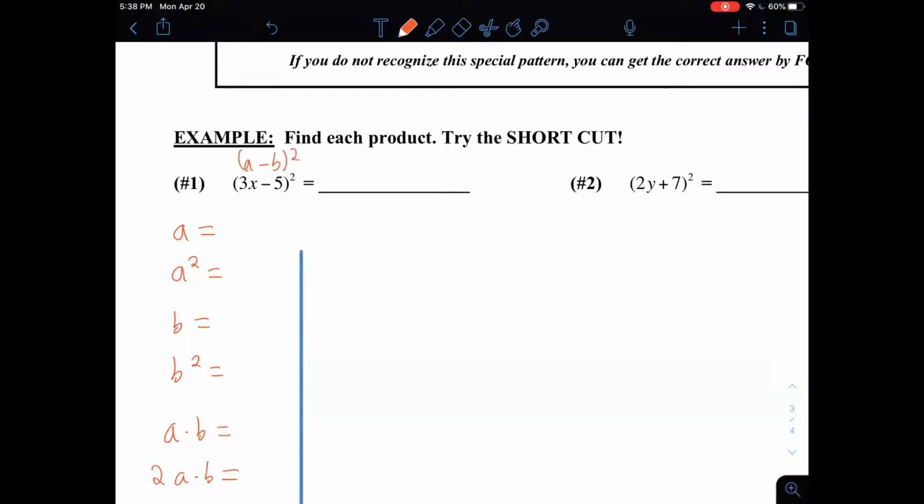So what's our a in this problem? A is 3x. What is a squared going to be then? If a equals 3x, then 3x all squared, we do that, it's going to be 9x squared. 3x, if you're not sure how to do that, guys, do 3x times 3x, which is going to be 9x squared. What's our b? B is 5. What's b squared? B squared is going to be 25.